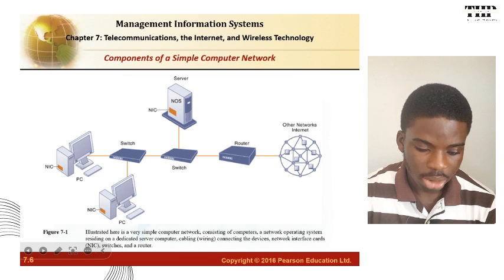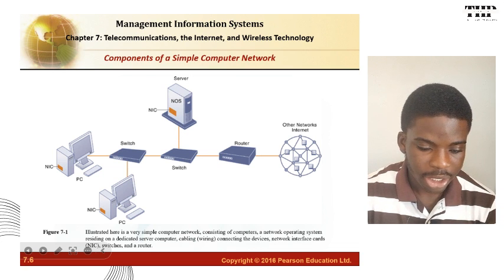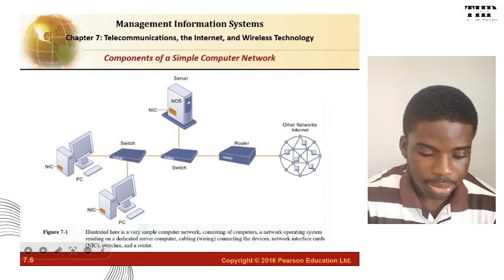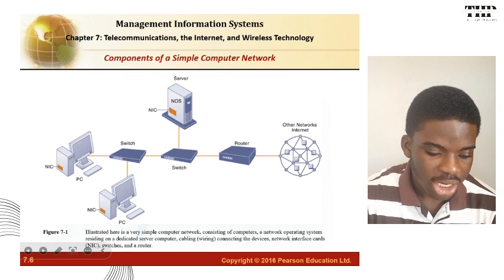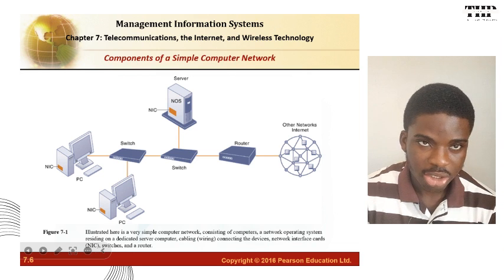Right, so this is a single computer network. This is a switch, router. These are the other networks on the internet. And this is a server. This is the main server, right? This is the network interface card, the NIC, being this orange rectangle. The NOS is the network operating system. Then you see that the network interface card is on the CPU of the PC. So this is the PC. It's another PC, right? So two or more computers connected, right?